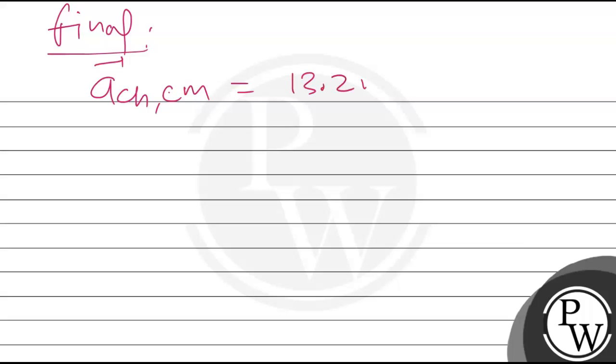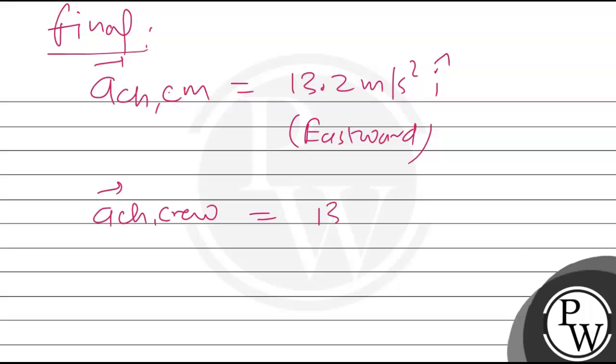So our final answer is that the acceleration of the cheetah with respect to the cameraman is equal to 13.2 meter per second square in the i cap direction, which is eastward, and the acceleration of the cheetah with respect to the crew member is also equal to 13.2 meter per second square in the i cap direction, that is also in the eastward direction.